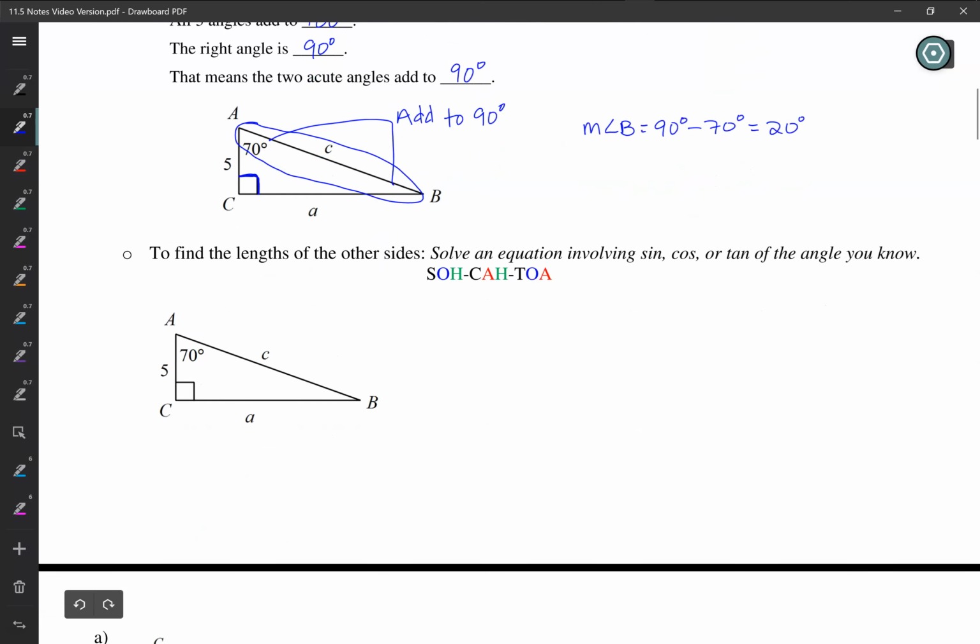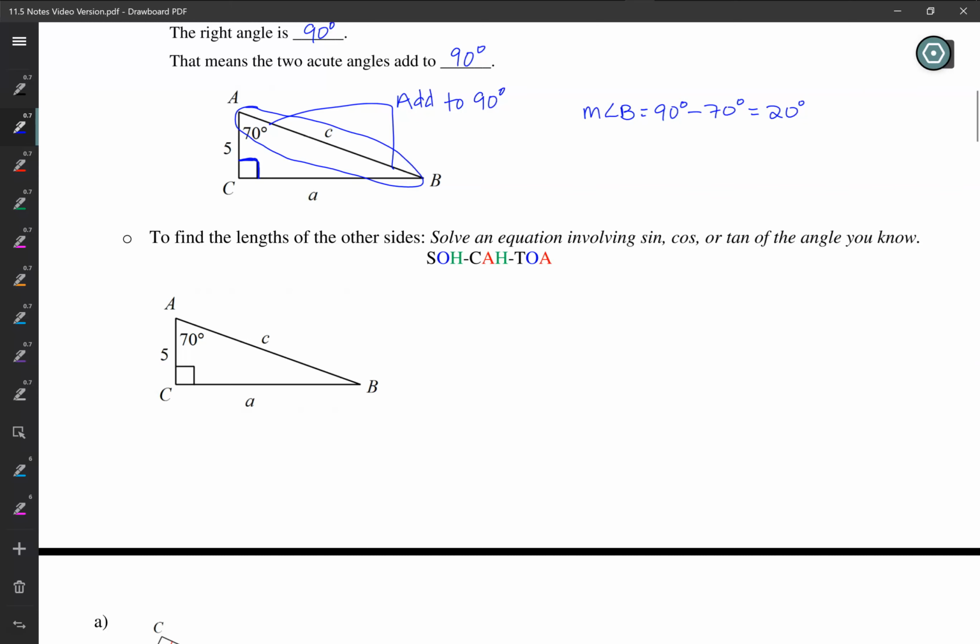All right. The sides, you're going to use SOHCAHTOA. You're going to look at the angle you know, the 70 degrees. Of course, we also know the other angle's 20 degrees, but I generally use the information that the problem gave me to begin with in case I made some silly mistakes subtracting from 90 and got the wrong answer. I like to base my work on the information that the problem gave me.